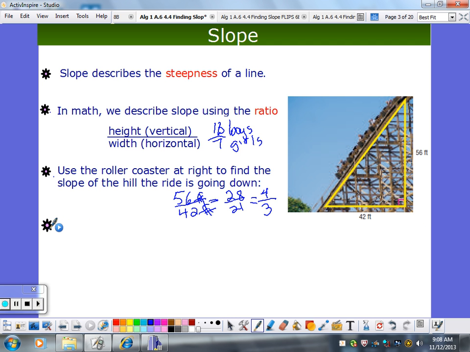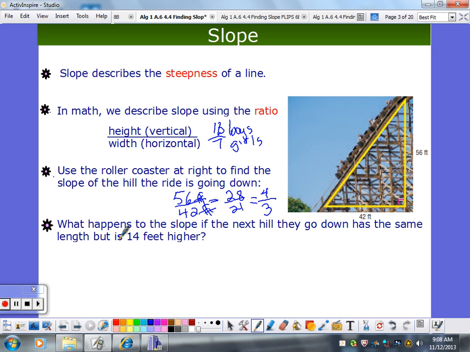Now let's say I come to the next hill on this coaster, and it's got the same width, but it's actually 14 feet higher than this. So how high now is the next hill? 70 feet. Right, we add the 56 plus the 14, and we get 70 feet over the same 42 feet. Now can we reduce this? We see 2 right away, right? So that's 35 over 21, and you see 7 works in both. 5 over 3.